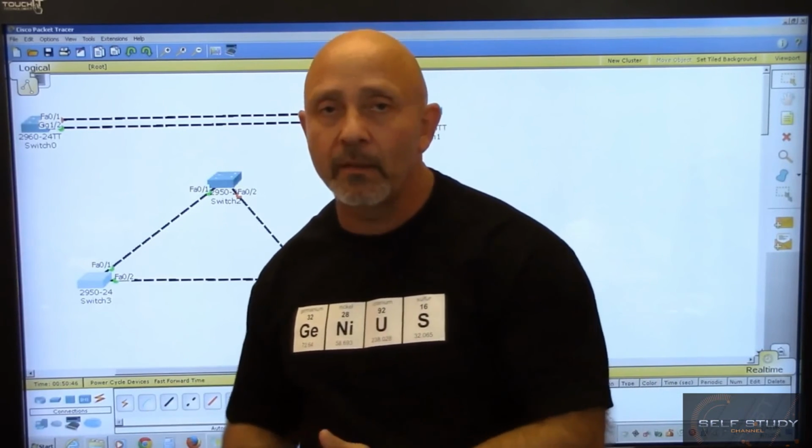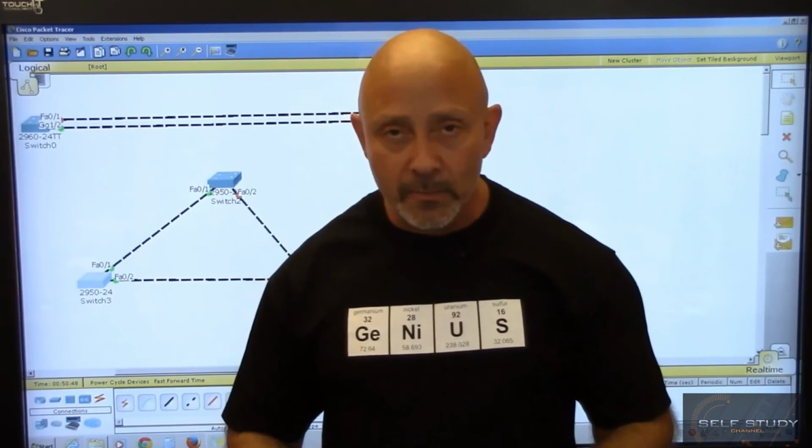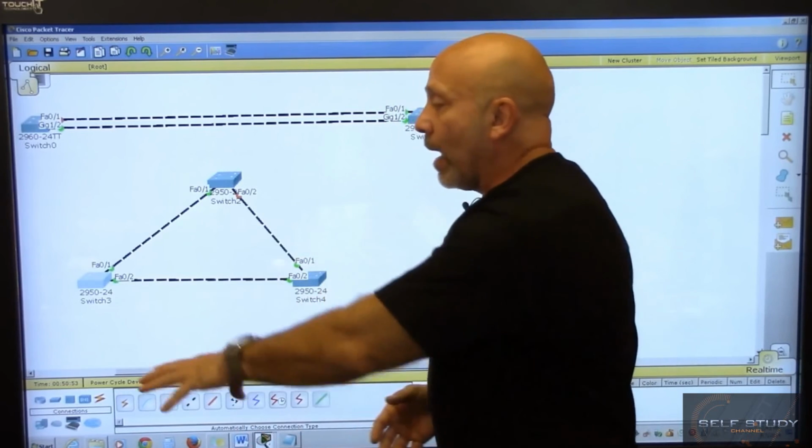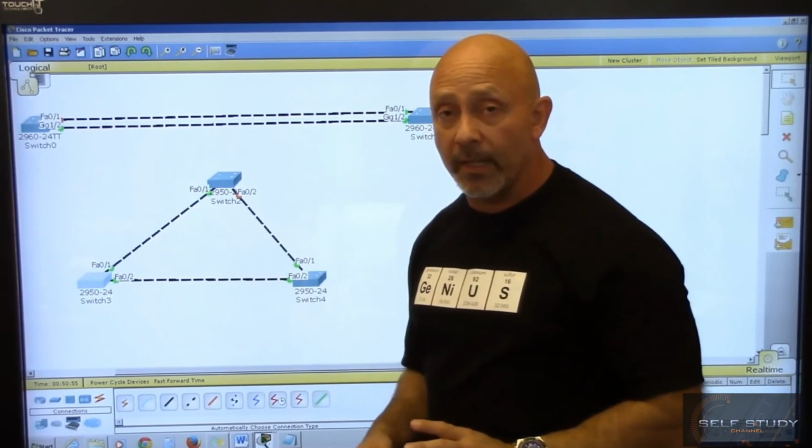And in a real world scenario, it's doubtful that you'll be tweaking spanning tree. But for the test, you need to know these ports and how they become these ports.